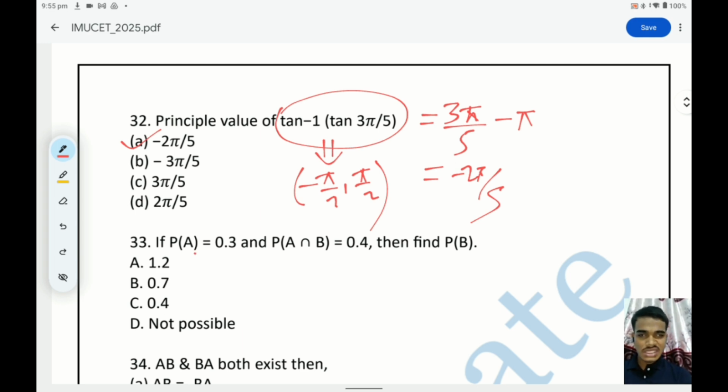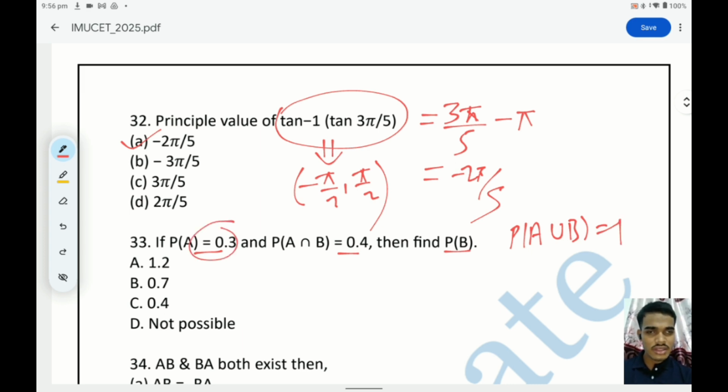Let's go for 33, okay. P(A) is 0.3, P(B) is 0.4, and sorry, P(A intersection B) is 0.4, and we have to find the value of P(B). So if we want to find the value of P(B), suppose A union B, okay, A and B are both different events. Suppose A union B is 1, because union is the complete value. So here two events are given. So suppose A union B is 1, okay.